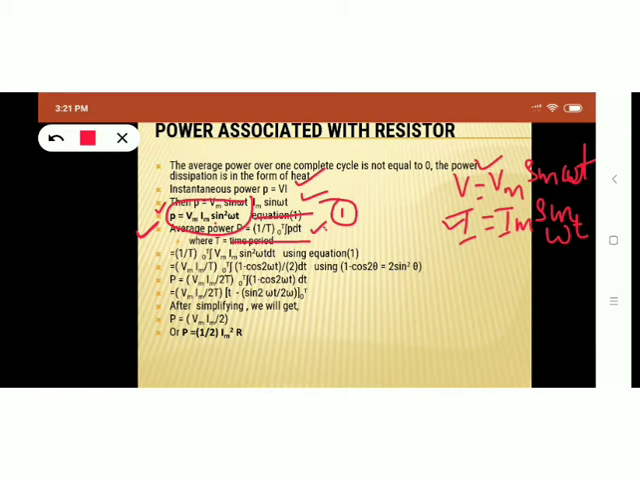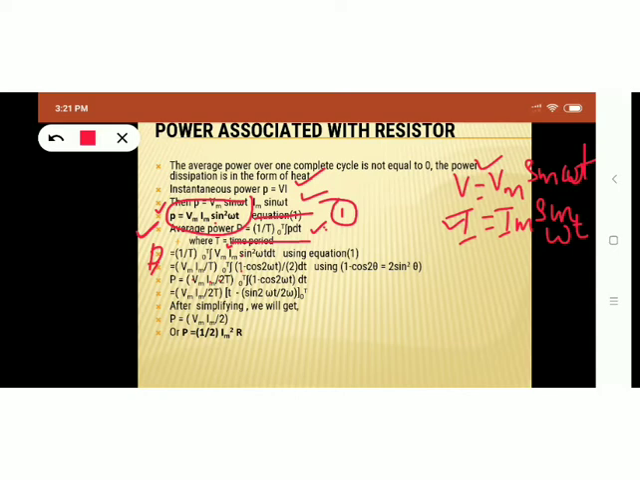So you will get average power P is equal to 1 by T integral 0 to T Vm Im sin square omega t dt. Okay. Again Vm Im are constants, so take them outside the integral sign. So we can write Vm Im by T integral 0 to T (1 minus cos 2 omega t) by 2.